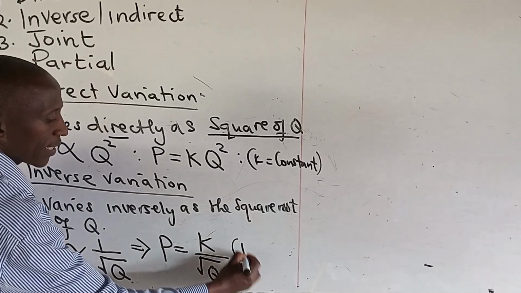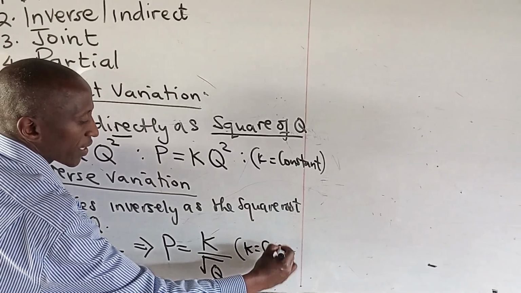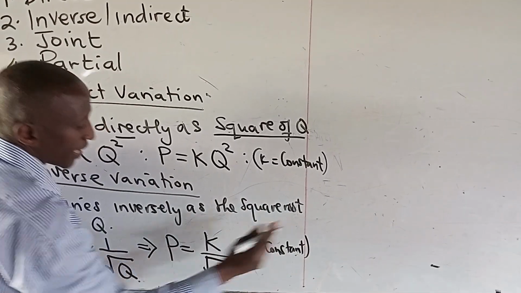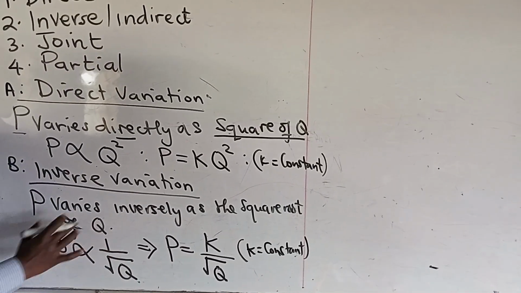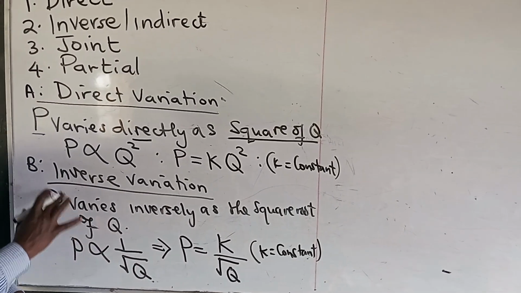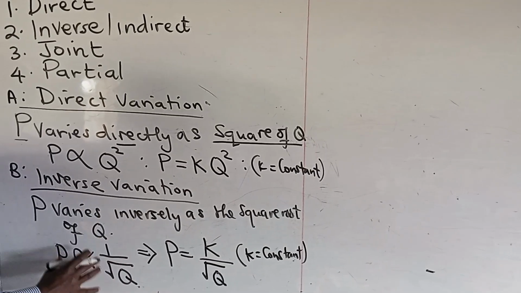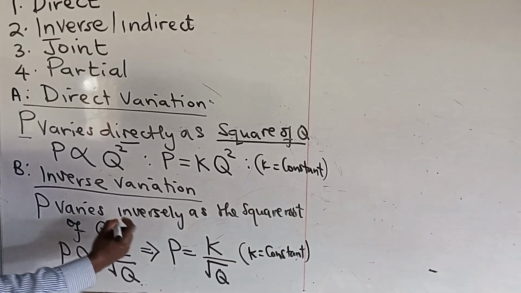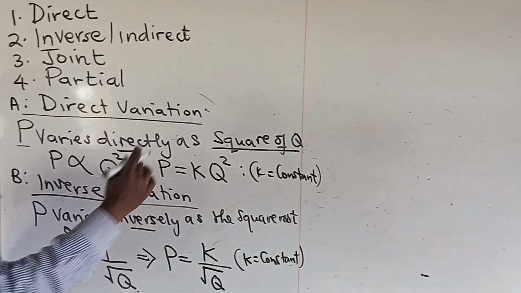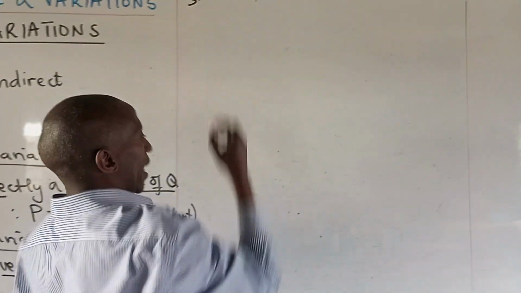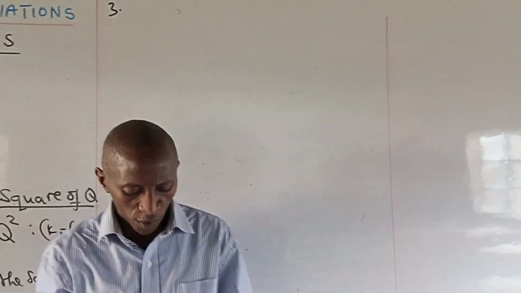And we are saying that K is a constant of proportionality. It is important to note that one. So we are just illustrating how this should be done or how it should be written. 1 over is the symbol for the inverse. Number 3, we look at cases of joint variation.